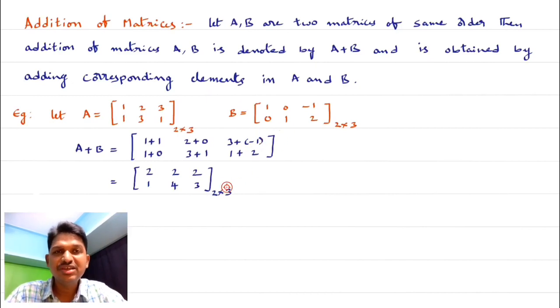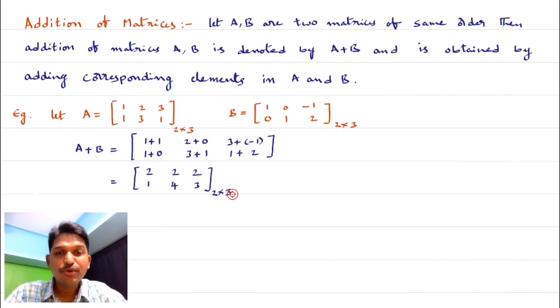It can be understood easily. See, 2 plus 0, 3 plus of minus 1, 1 plus 0, 3 plus 1, 1 plus 2. What I did here is add corresponding elements in A and B. You just add them. 1 plus 1 is 2, 2 plus 0 is 2, 3 plus of minus 1, plus of minus is minus, 3 minus 1 is 2, 1 plus 0 is 1, 3 plus 1 is 4, 1 plus 2 is 3.